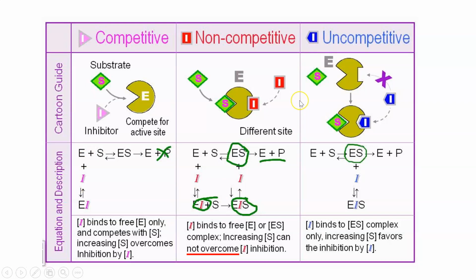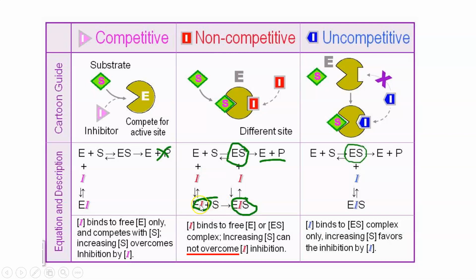Now, for non-competitive, the enzyme can bind the inhibitor because it doesn't bind to the active site, so it can bind to the enzyme even when it's complex with the substrate. The substrate is free to bind to the active site, and once the substrate is bound together with the inhibitor, with the enzyme, we get this enzyme inhibitor substrate complex. In either form, the enzyme doesn't work.